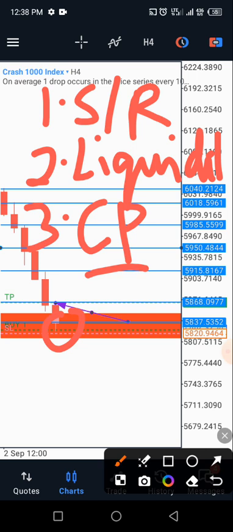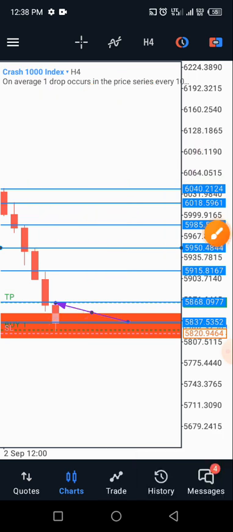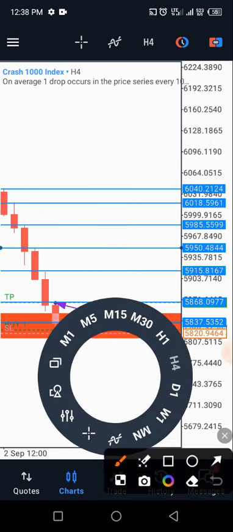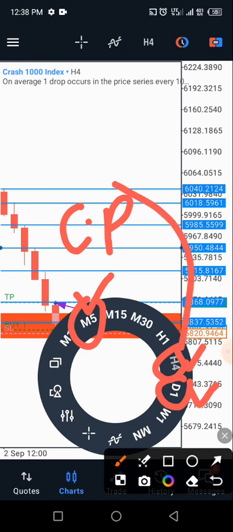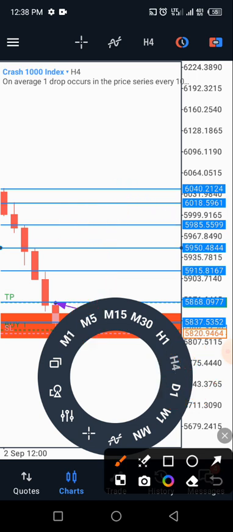this trade here. Okay, and to be able to do that, we need to go to the 5 minutes time frame. Remember, we started from the daily down to the 4-hour. The daily was able to show us the support and resistance level, and then the 4-hour we were able to spot our liquidity level, and then on the 5 minutes time frame we'll be looking for our candlestick pattern. Okay, so if you are able to combine these three concepts together, then definitely you should be able to take any trade for yourself on the crash 1000 index market.